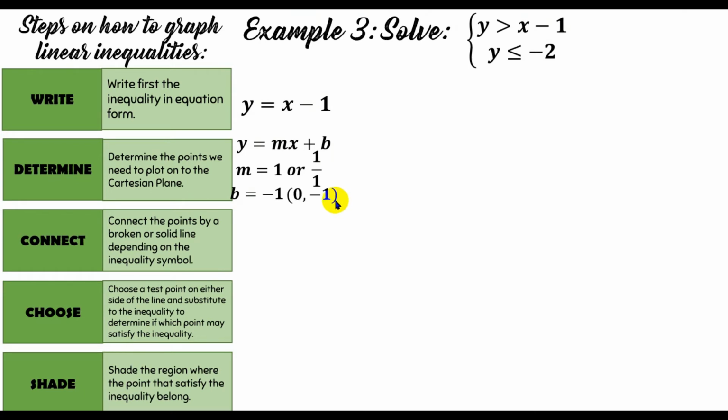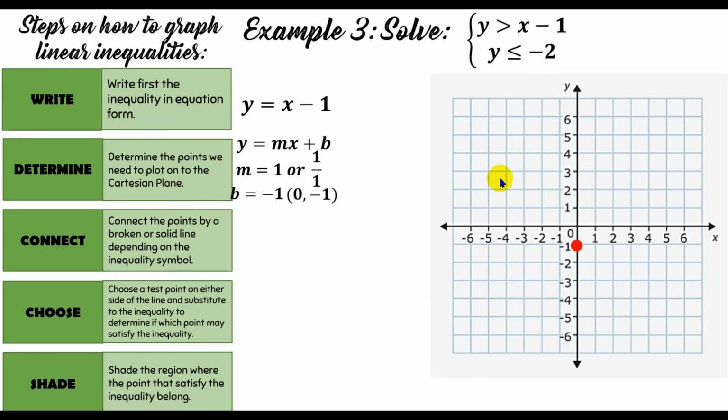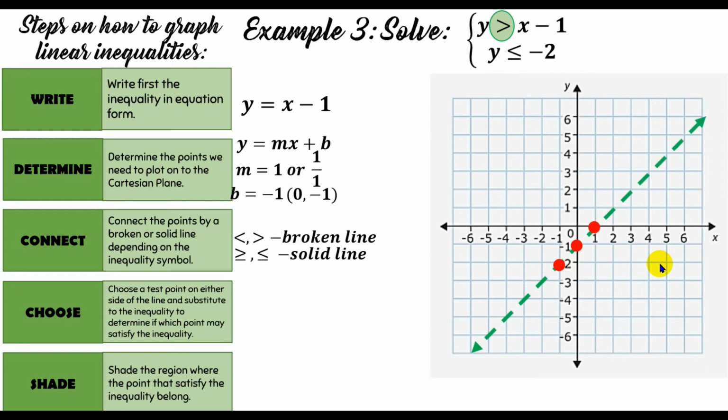So we have to plot the first point at negative 1 of our y-axis. Then from here, we have to count 1 unit upward, 1 unit to the right because we have a positive slope. We can also use 1 unit downward, 1 unit to the left because it also shows a positive slope. So from here, we have to draw a line passing through these 3 points. And anong line ba ang kailangan natin i-draw? So dahil po ang ating inequality symbol dito ay greater than lamang, that is why broken line po yung kailangan nating i-draw for this linear inequality.